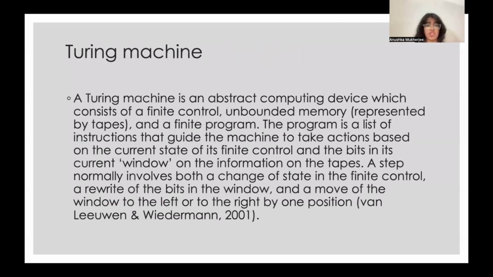Now, a Turing machine. A Turing machine is an abstract computing device which consists of a finite control and unbounded memory. Here, the tape is infinite and is extended on both sides infinitely with the help of blank spaces. The program is a list of instructions that guide the machine to take actions based on the current state of its finite control and the bits in its current window on the information on the tape. A step normally involves both a change of state in the finite control or the rewrite of bits in the window.